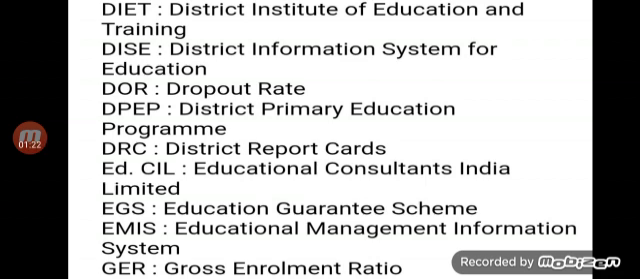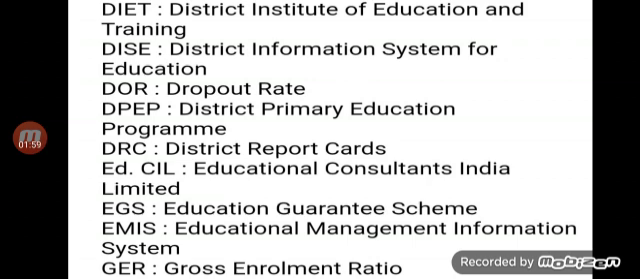Now, also called UDISE, Unified District Information System for Education. Next, DOR, which is called Dropout Rate. Next, DPEP, which is called District Primary Education Program. Next abbreviation is DRC, which is called District Report Cards. Next, EdCIL, which is called Educational Consultants India Limited.